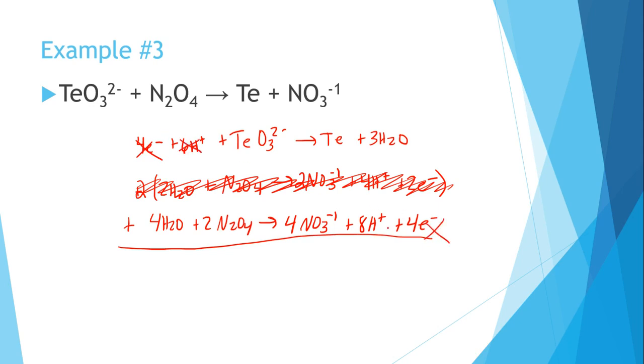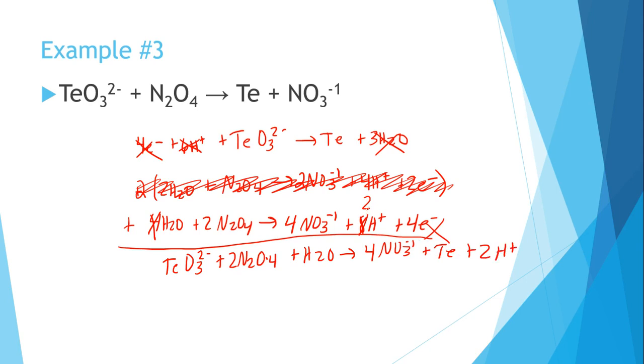Here I have 6 hydrogen, and here I have 8, so 8 minus 6 leaves me 2 hydrogen left over. Here I have 4 water, and here I have 3 water, so my 3 water will cancel, and this will just become 1 water over here. And then what we do is we need to make sure that we bring everything down. So here we have TeO3 2 negative plus 2 dinitrogen tetraoxide, and then here we have also with water yields 4 NO3 negative 1 plus Te plus 2 H pluses left.